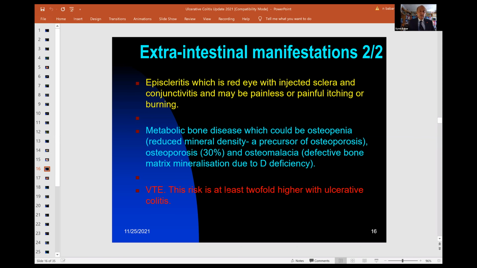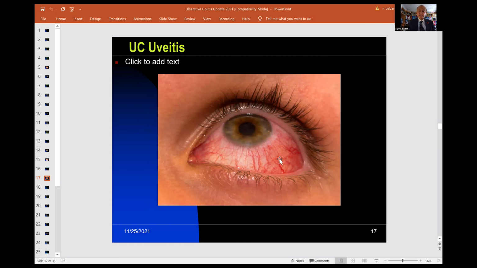Ulcerative colitis is also related with venous thromboembolism, and the cause is alteration of plasma protein, viscosity of the blood, and also other features of immobility. So this is episcleritis, with the conjunctiva being normal, the eyelids being normal.